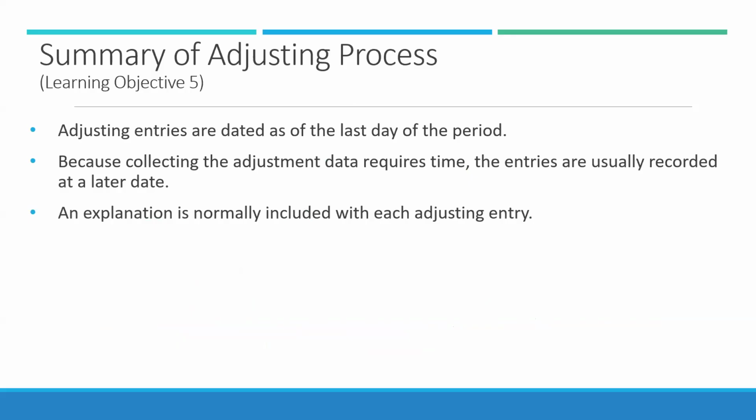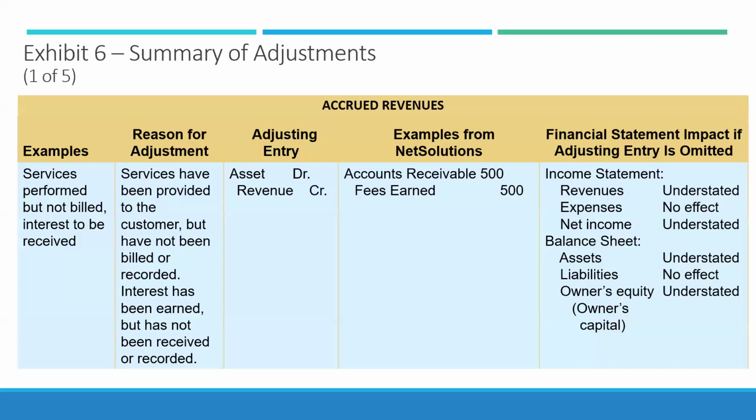Okay, guys, adjusting entries are dated as the last day of the period because collecting the adjustment data requires time. The entries are usually recorded at a later date. And we always include an explanation with our adjusting entries. So, accrued revenues: services performed but not billed, or interest that needs to be received would be another example of accrued revenues. The reason is services have been provided but haven't been billed, so we would always debit an asset and we credit a revenue. Okay?